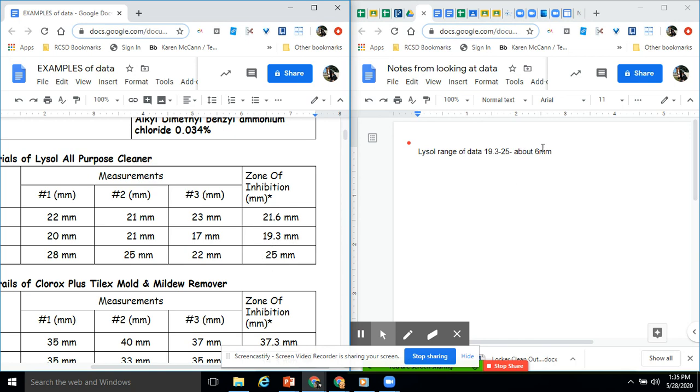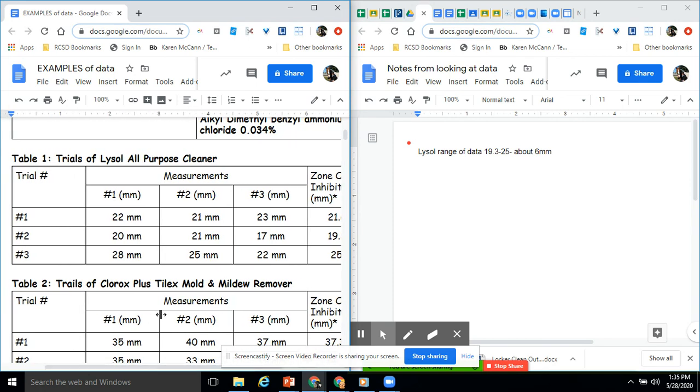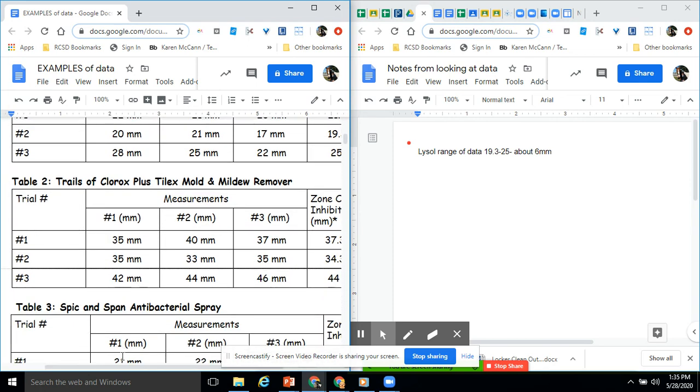Is that bad? Is that good? It's a little bit hard to say. We have to look at all 3 products before we can make that decision. So then we can look at the next one, the Clorox Plus.